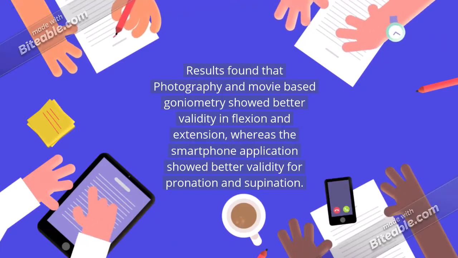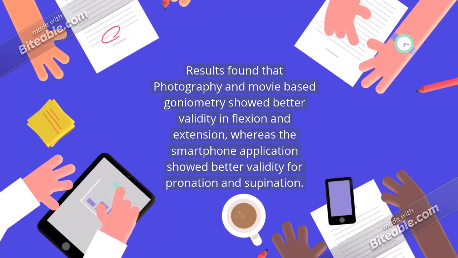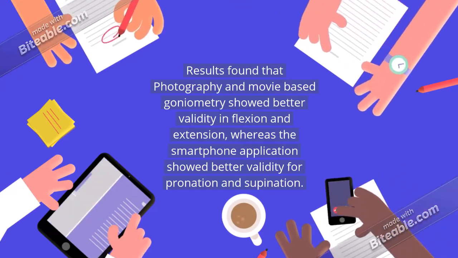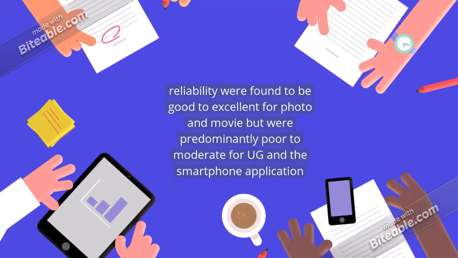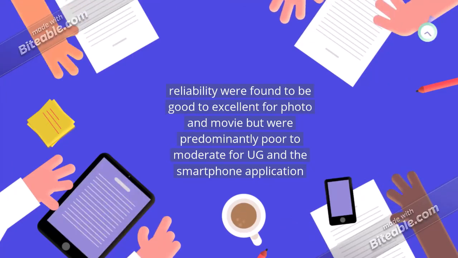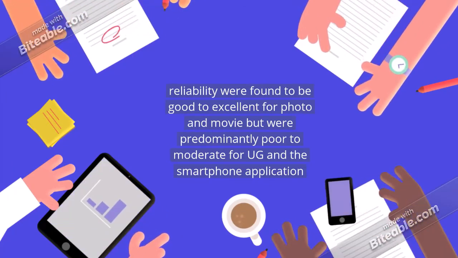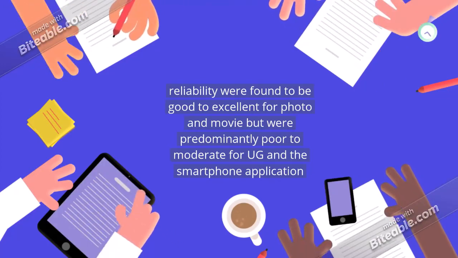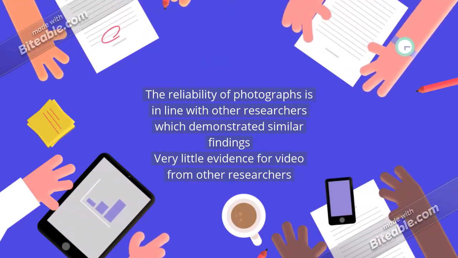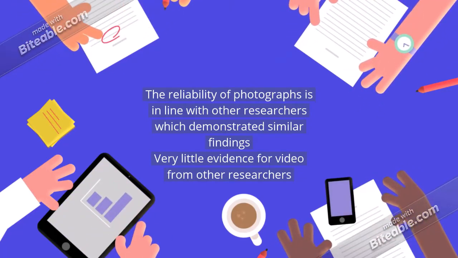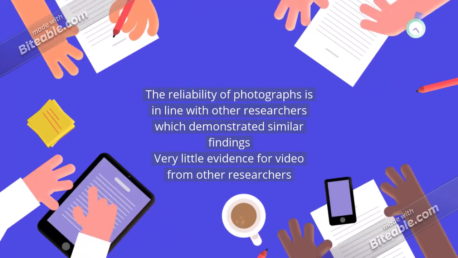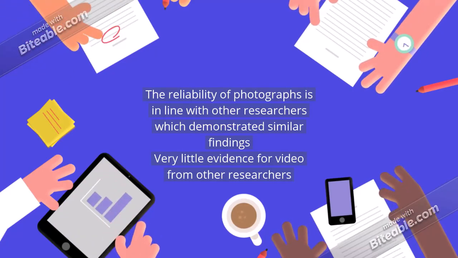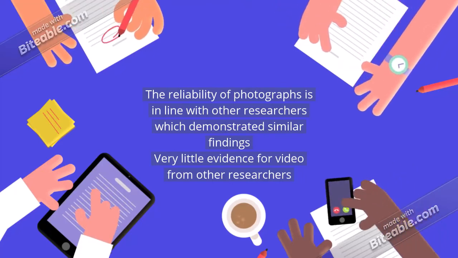Results of the study found that photography and movie-based goniometry showed better validity in flexion and extension, whereas a smartphone application showed better validity for pronation and supination. The reliability for the photo and the movie was excellent, but poor to moderate for the universally used goniometer and the smartphone application. The reliability of photographs is in line with other researchers, who found very similar findings. But there is very little evidence for movie-based measurements for the elbow from other researchers, so this is still an area of exploration.